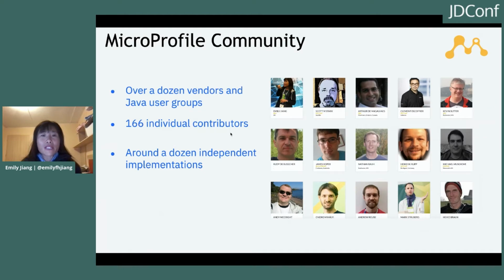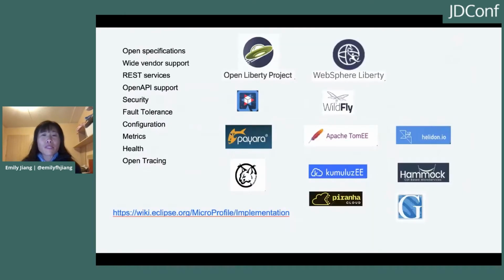The MicroProfile community is very diverse in terms of contributors and also implementations. The contributors are from many companies, including IBM, Red Hat, Payara, Tomitribe, and others. And there are about a dozen implementations for MicroProfile. In IBM, we have Open Liberty and WebSphere Liberty. Red Hat has Quarkus and WildFly, Payara has Payara Server, and there are also TomEE, Helidon, Fujitsu's Launcher, KumuluzEE, Hammock, Thorntail, and Geronimo.